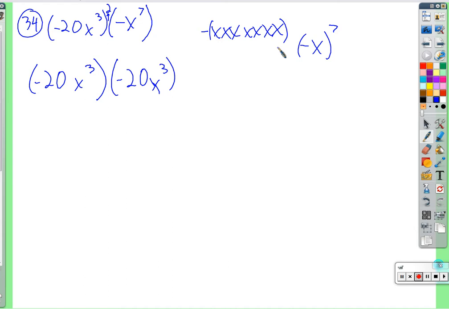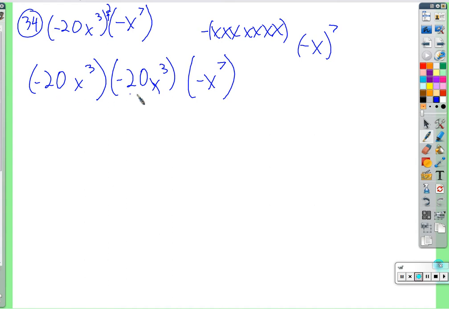If we wanted to multiply a negative x by itself 7 times, we would put parentheses around the whole thing and raise it to the 7th power. Okay? Does that make sense? You see the difference between those 2 things? Yes. Okay. It's hard to tell if most people see the difference. So, negative x to the 7th is negative x to the 7th. Nothing else to do there.